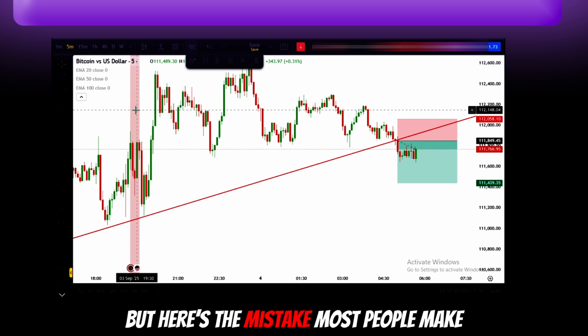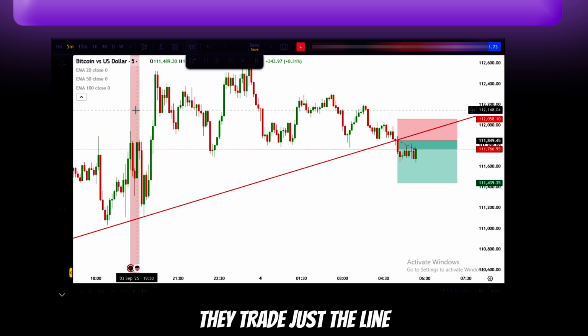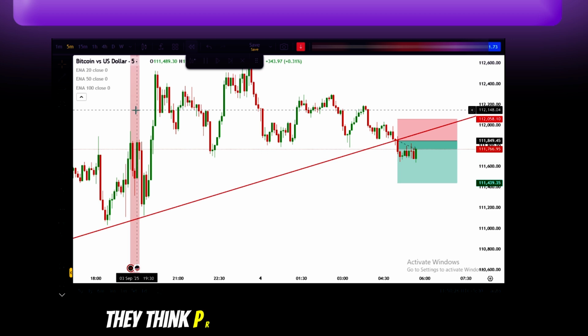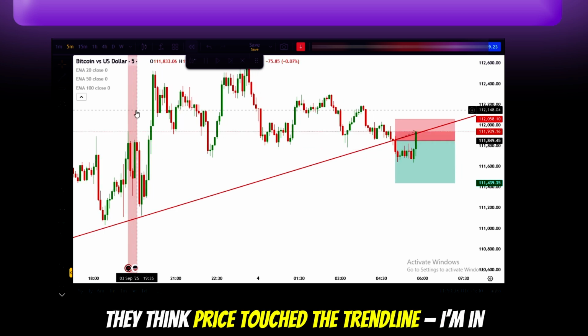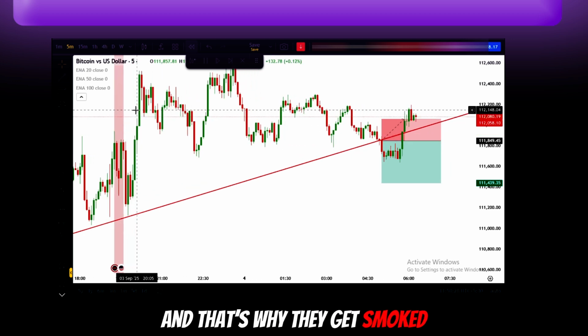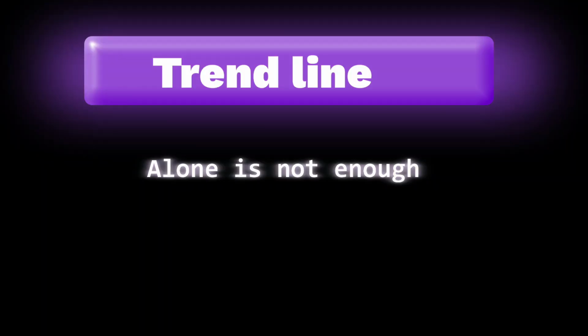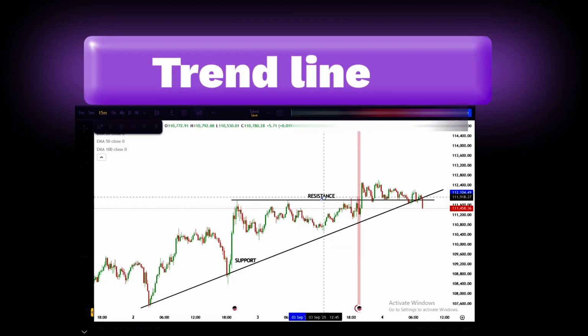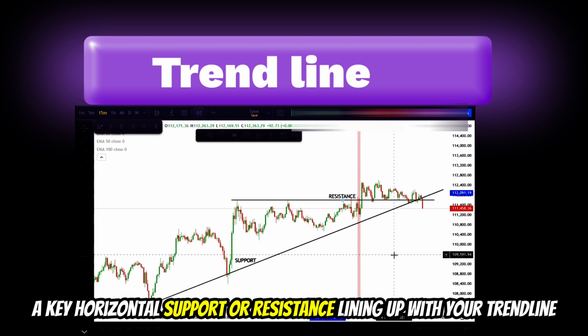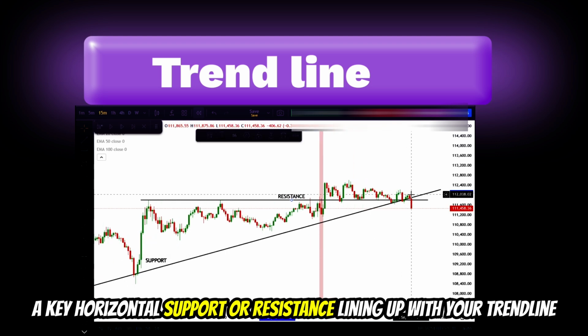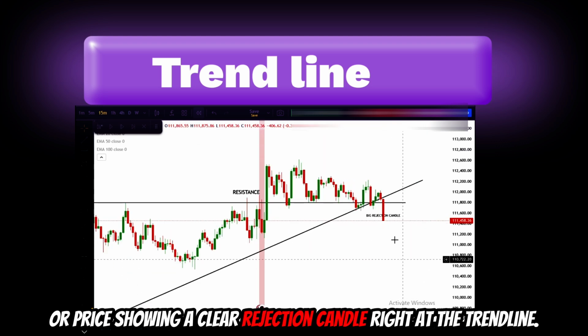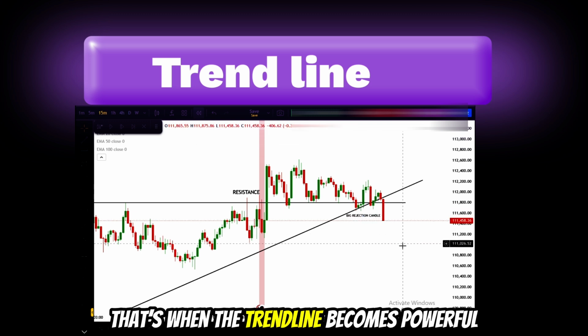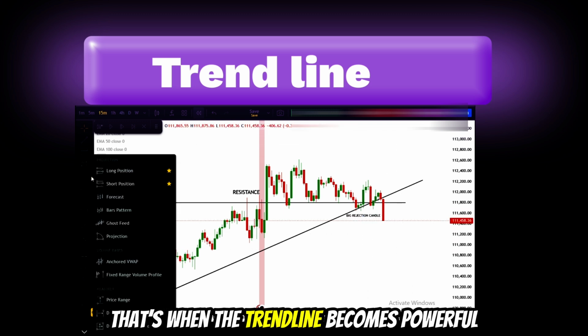But here's the mistake most people make. They trade just the line. They think, price touched the trend line, I'm in. And that's why they get smoked. A trend line alone is not enough. You always need confluence. That could be a key horizontal support or resistance lining up with your trend line, or price showing a clear rejection candle right at the trend line. That's when the trend line becomes powerful.